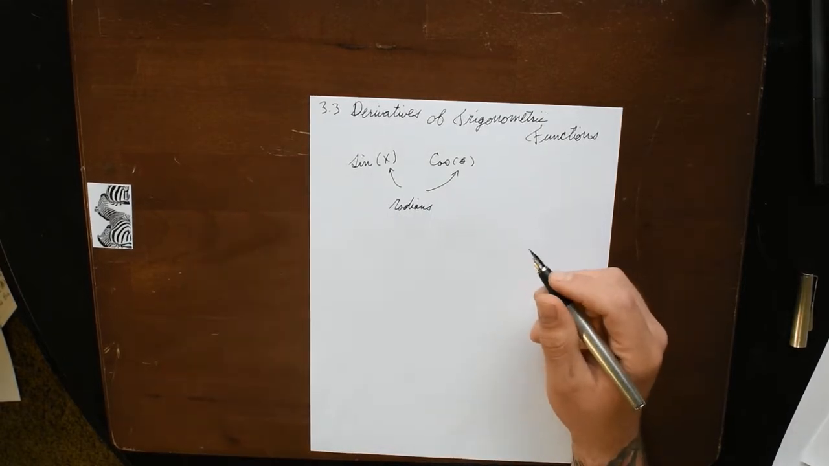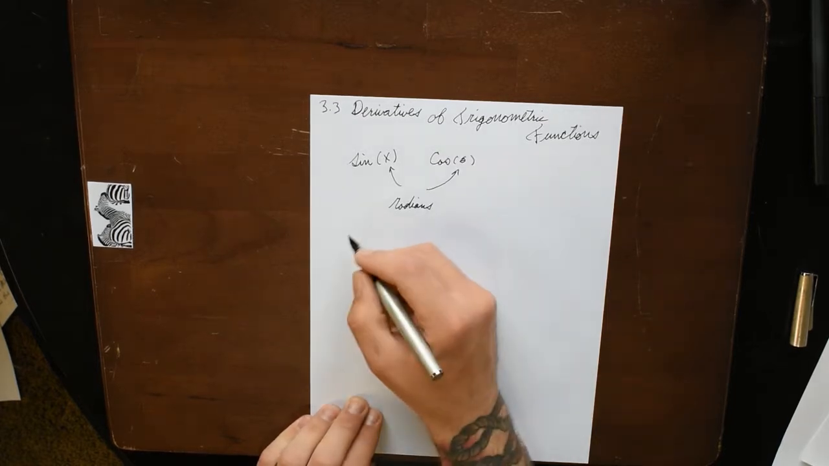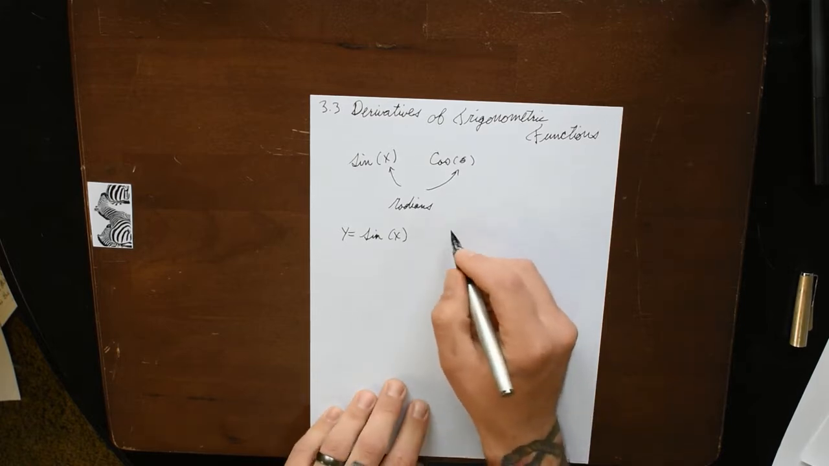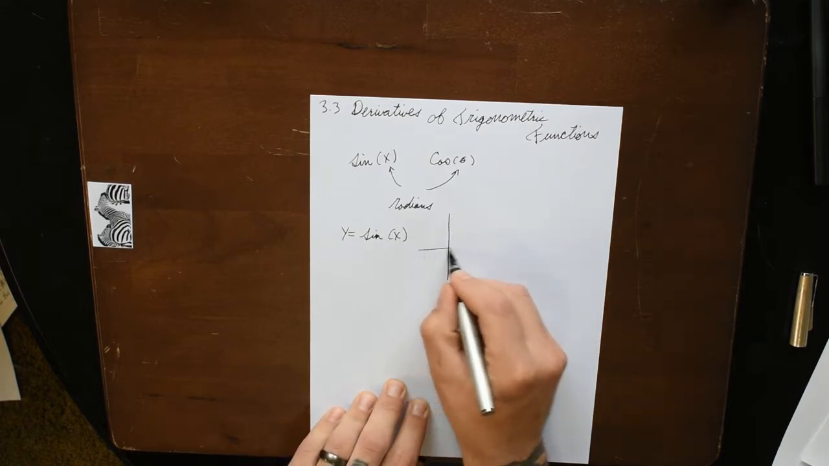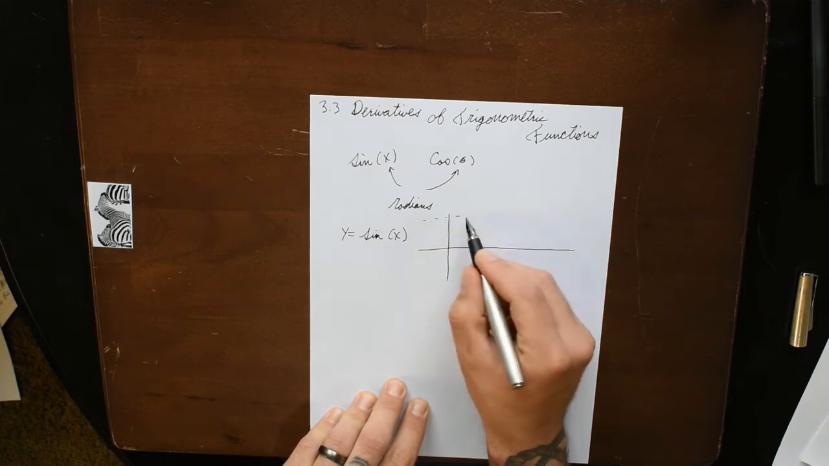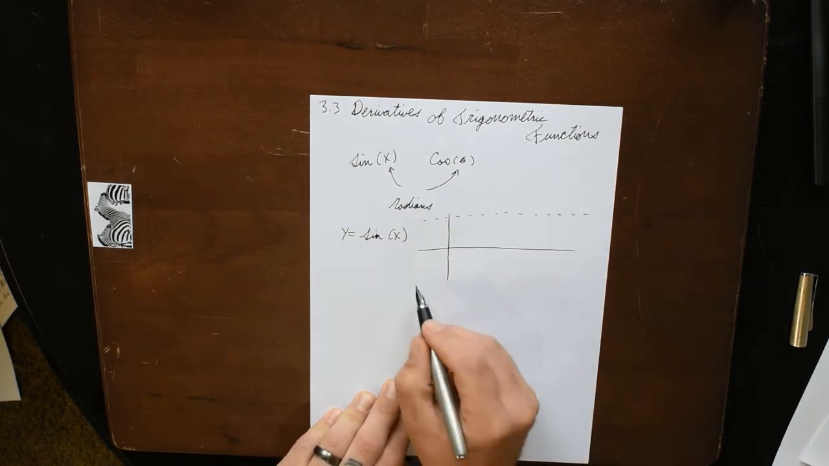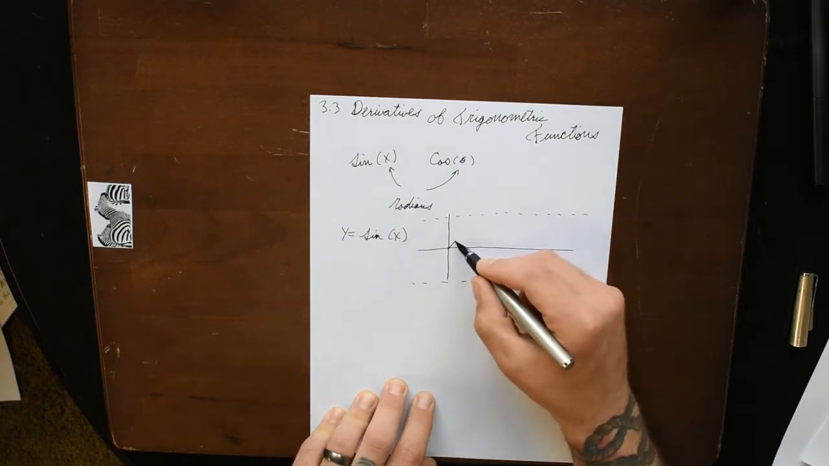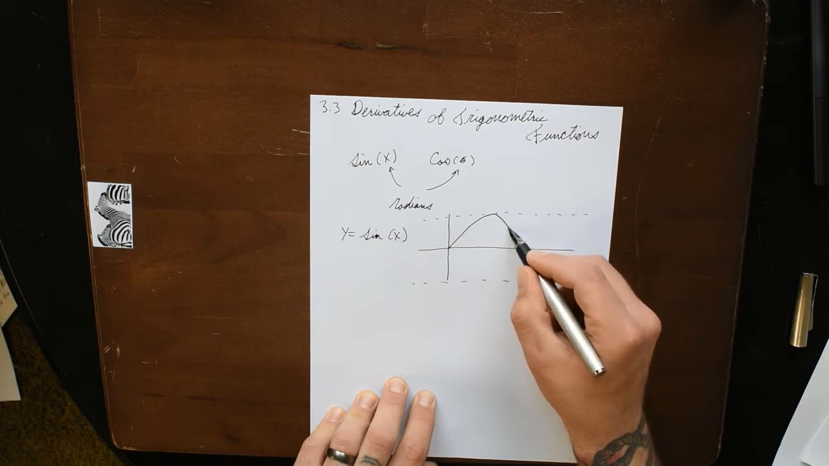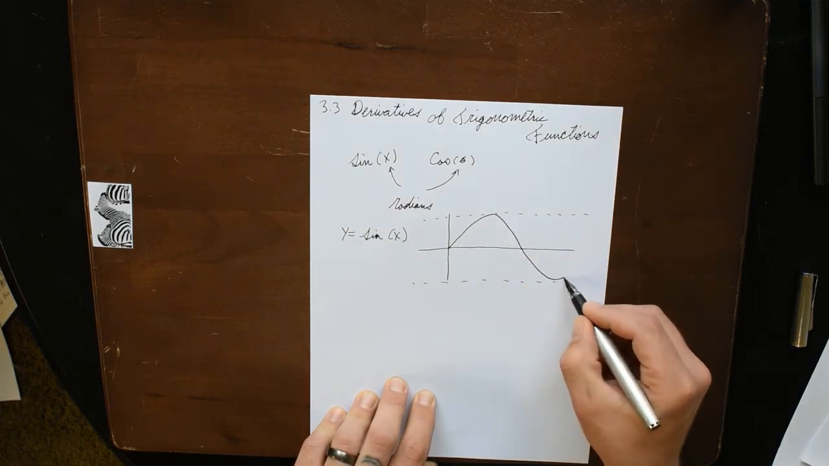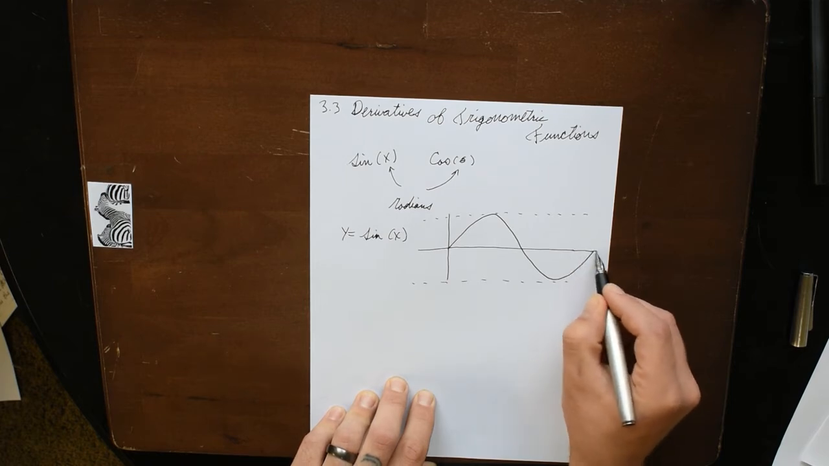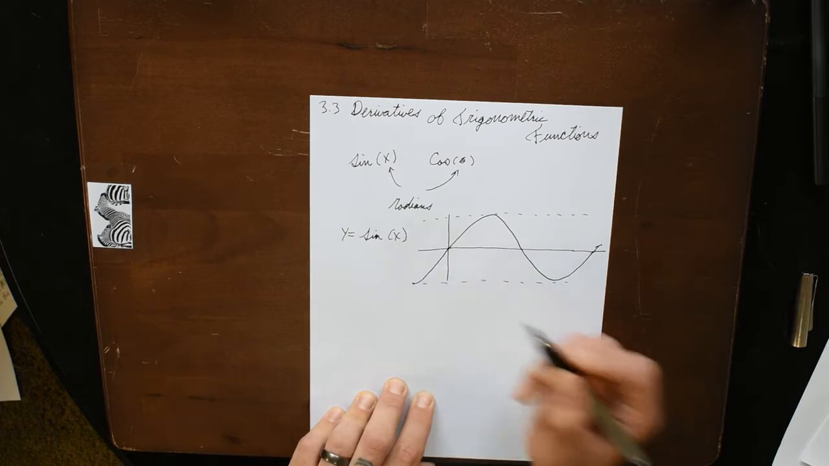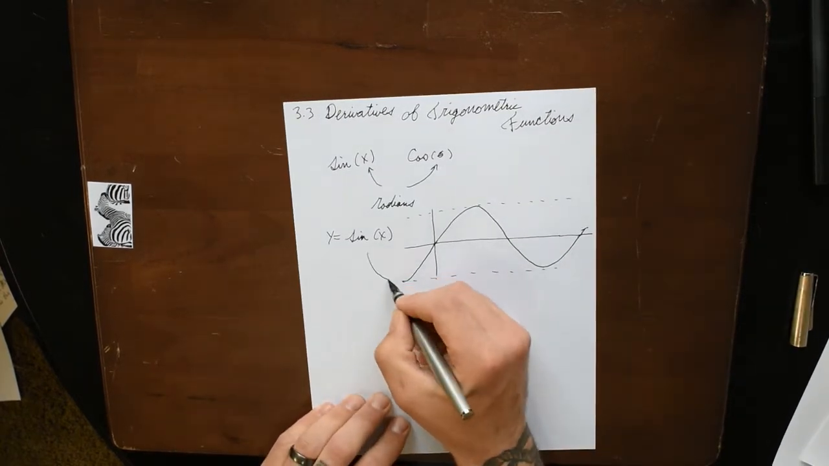Okay, so first off, if we just graph y is equal to the sine of x, it's going to look something like this. It's going to start in the origin, go up and down and up, and it would continue in that direction as well. So this is y is equal to the sine of x.